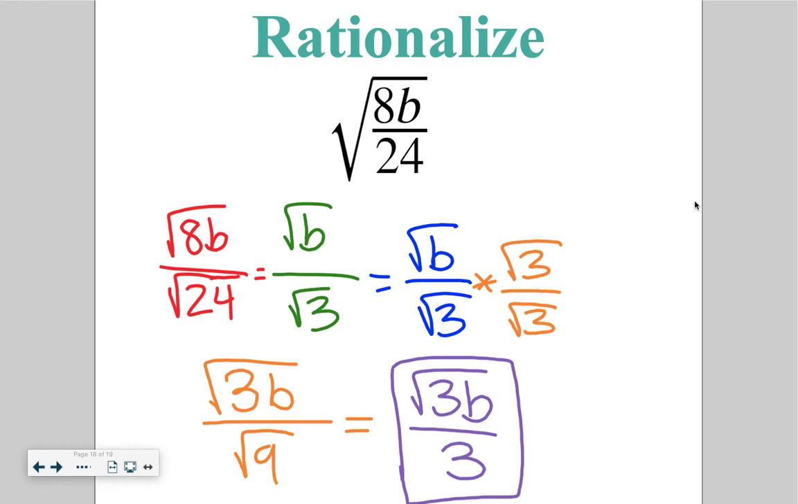So we split it up top and bottom. We can reduce both by dividing by 8. We're going to multiply then by the square root of 3 to rationalize, and we end up with the square root of 3b over 3.